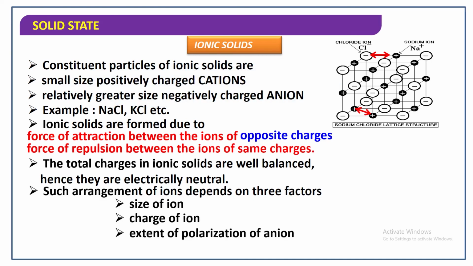How they arrange themselves in three-dimensional space depends upon three factors: size of the ion, charge on the ion, and extent of polarization. So, sir, it won't always be 6 around each? In different compounds, different arrangements will be there, not necessarily always 6. So it won't always be a cube-like structure? Not necessarily.